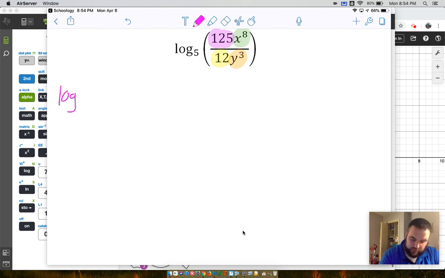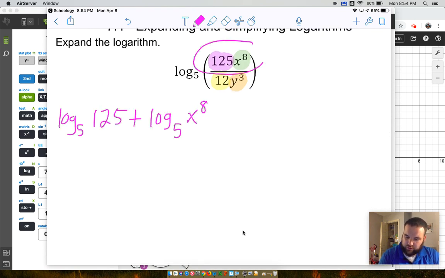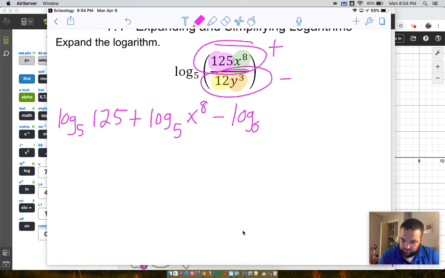Okay. So I'm going to do log base 5 of 125 plus, and I'm doing plus log base 5 of x to the 8th because this stuff was in the numerator. So any numerator things will be positive. Any denominator things will have a minus with it. So to finish this up, I'm going to have minus log base 5 of 12.